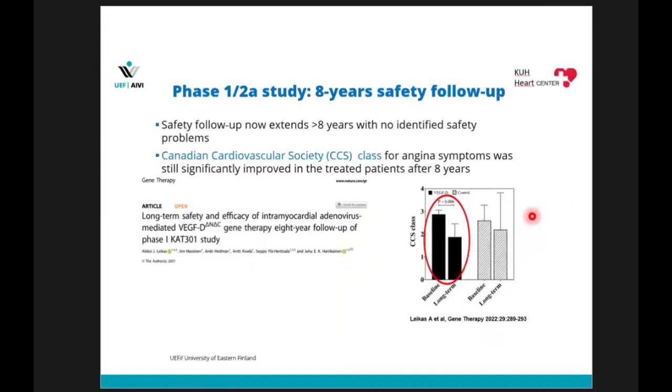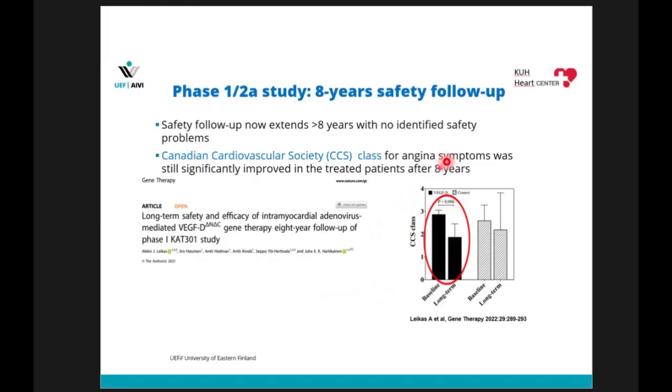So we now have actually 8 years follow-up from this phase 1/2a study. And surprisingly, we saw that the Canadian Cardiovascular Society's score for angina symptoms was significantly improved in these long-term follow-up patients. Of course, this is only anecdotal and hypothesis generating, but was quite interesting.